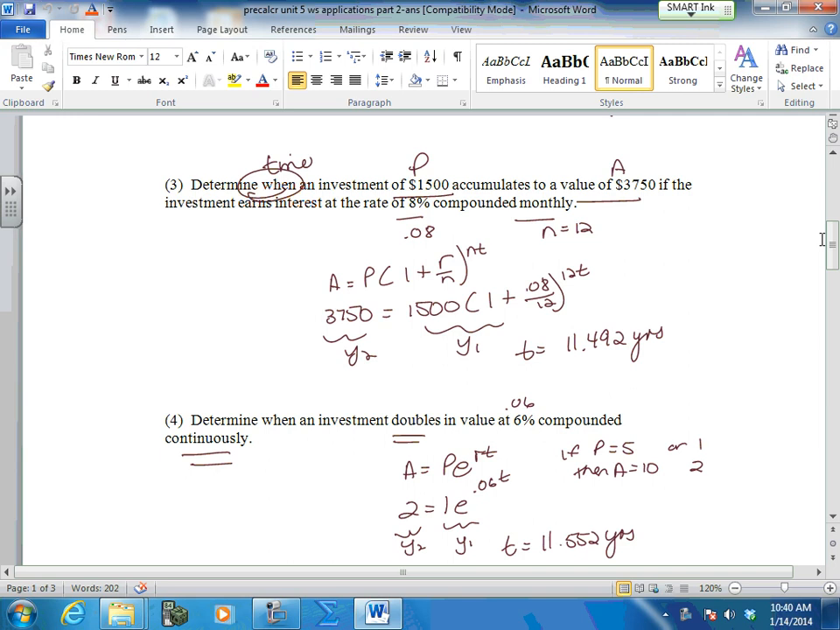Determine when. When is time, right? That's the piece you're looking for. Your investment, you want it to accumulate to be this much. You want to earn interest at a rate of 8. You want to be able to graph this. You want to be able to look in quadrant 1 and see your exponential and your constant. You want to see where they cross.